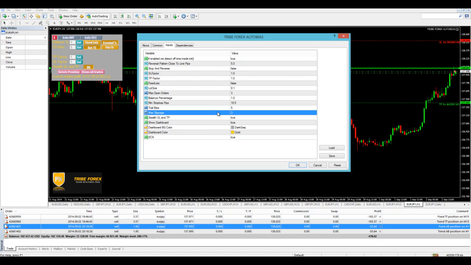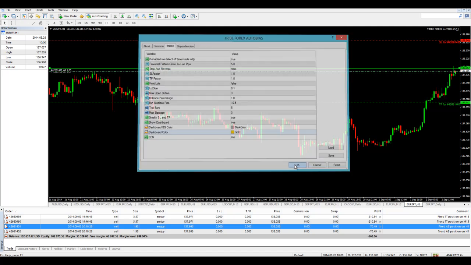Max slippage means that we can't get into a trade after X amount of pips. So let's say the market gaps up or gaps down, we won't get into that trade if it's more than 3 pips away from our entry point, I should say. And you can change that yourself, obviously. Stealth SL and TP, we've talked about it. Show dashboard: we can make the dashboard disappear and not show it at all by clicking false on that. These are the dashboard colors. You can see that gray is the background color right now, and gold is the text color. And ECN, you can leave that as it is.